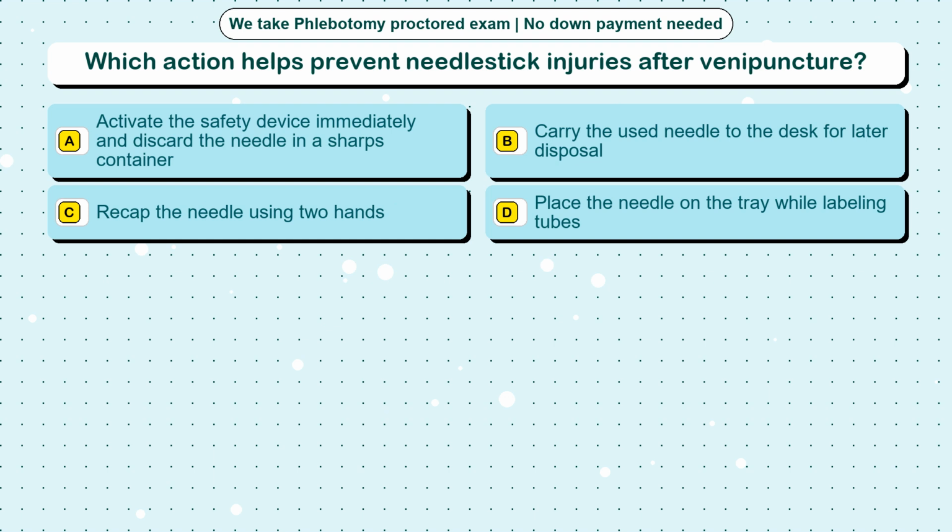Question 74. Which action helps prevent needle stick injuries after venipuncture? Option A, activate the safety device immediately and discard the needle in a sharps container. Option B, carry the used needle to the desk for later disposal. Option C, recap the needle using 2 hands. Option D, place the needle on the tray while labeling tubes.